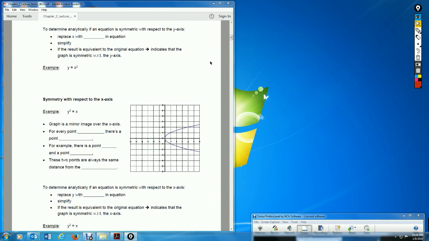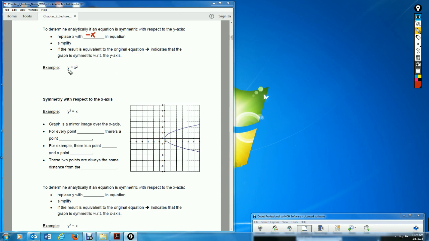If, say, we didn't have a graph of the equation and we just wanted to perform an analytic or by hand analysis to test for symmetry with respect to the y-axis, this is what you would do. You would take the equation, replace x with the opposite of x, and simplify it. If the result is equivalent to the original equation, that indicates that yes, the graph is symmetric with respect to the y-axis, because it doesn't matter if you start with x or negative x, you still end up with the same output of y.